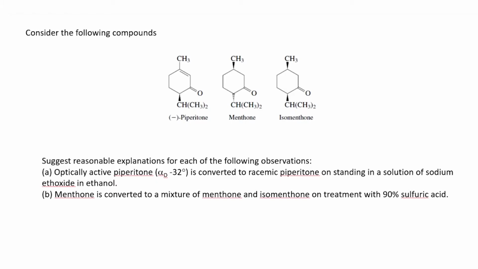And so the first question here is that piperitone is an optically active compound with a rotation of minus 32 degrees. But when you put this in a solution of sodium methoxide in ethanol, it converts to a racemic piperitone, which is basically, the rotation is 0 degrees. So what is a proposed reasonable explanation for this? And then we'll look at the second question after that.